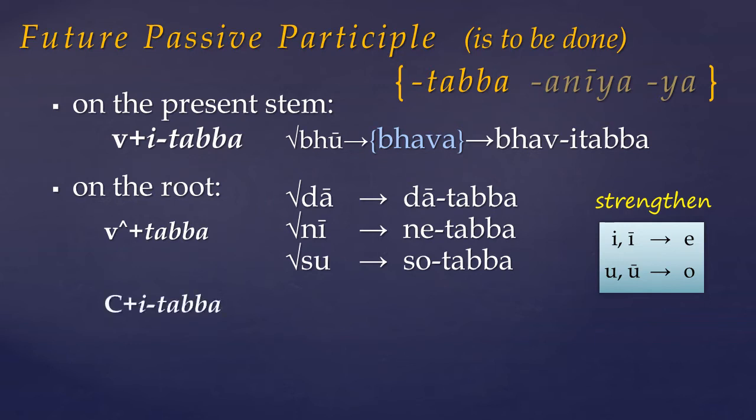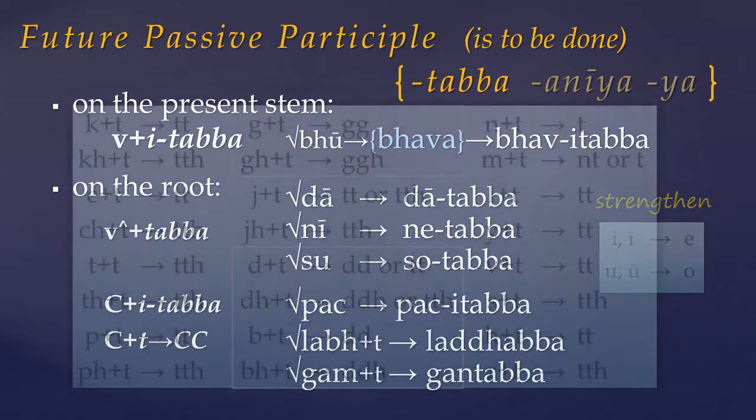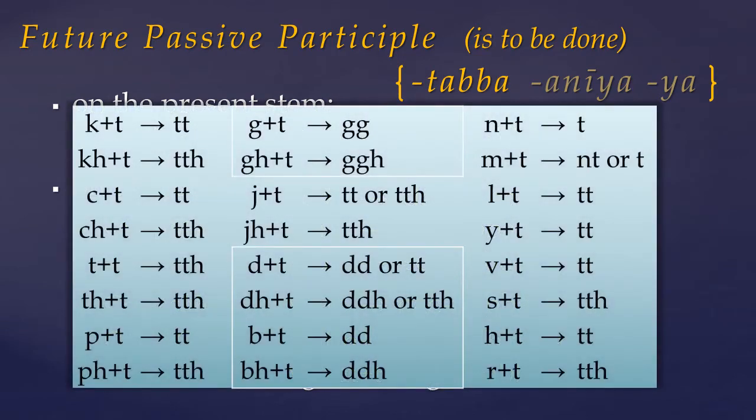When the root ends in a consonant, tabba may be added by means of that connecting i vowel, or if added directly, the initial t of tabba assimilates with the final consonant. So if we look at this quickly, the assimilation usually results in a double t, g, or d. And I should add that this is a bit simplified, as there are quite a few peculiarities due to Sanskrit.